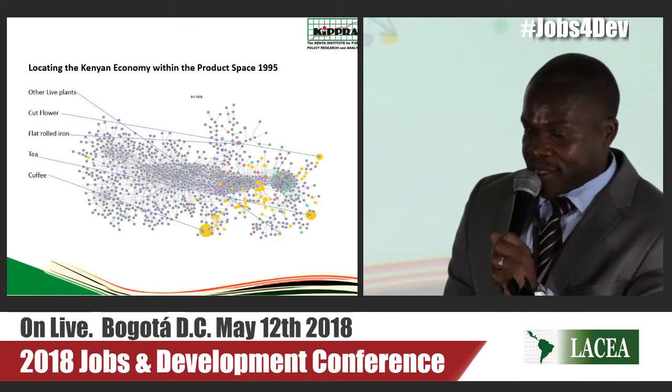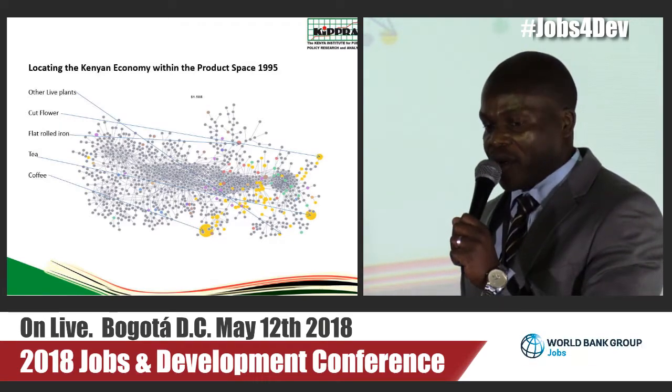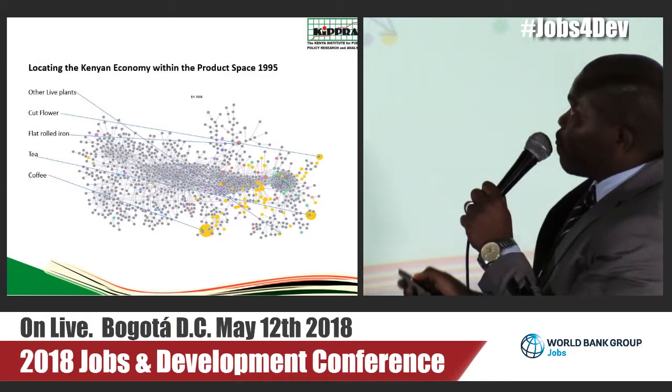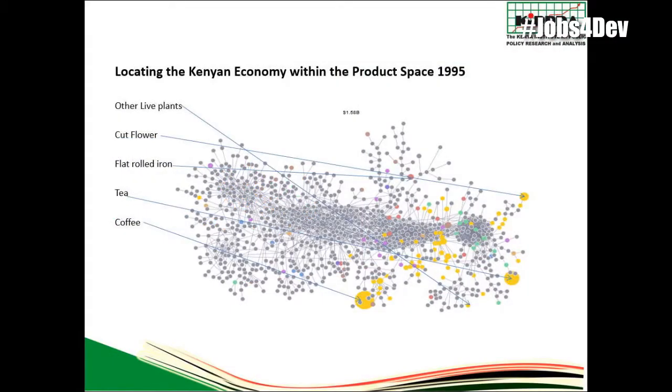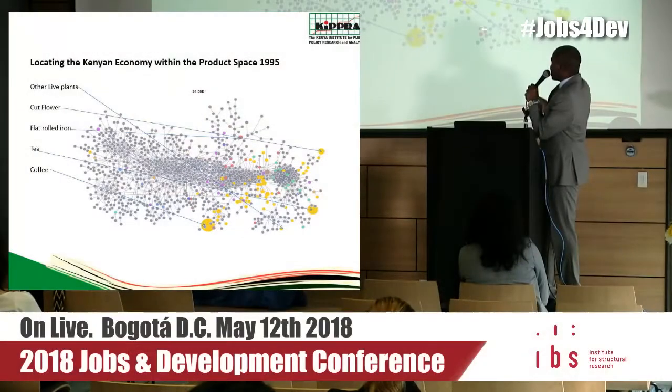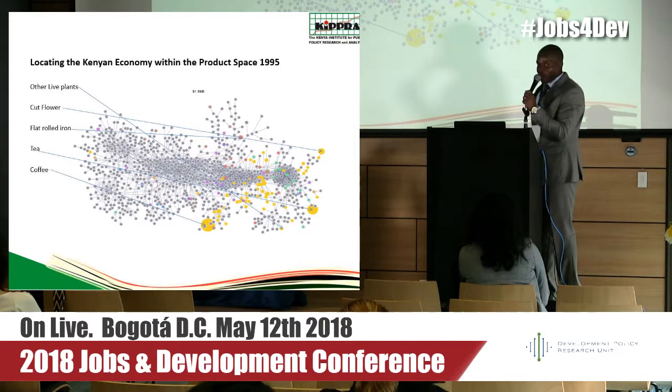So we want to locate the Kenyan economy within the product space from 1995 to present day. So we are trying to establish whether there were any changes in Kenya's economic structure in the last 20 years or so. As was mentioned before, most of the products that are in the periphery are not very complex products, and as you can see, most of our major products are mostly raw materials.